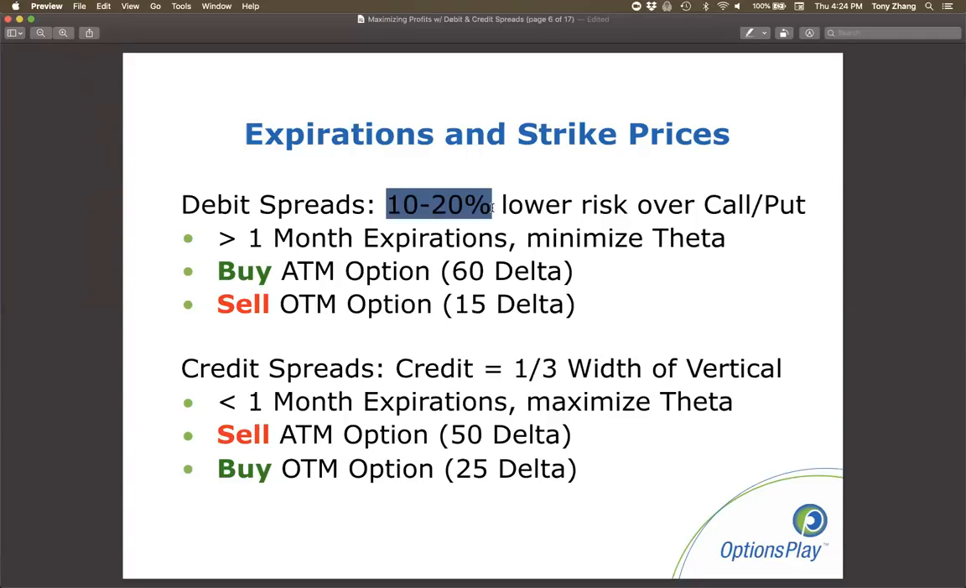So to construct a debit spread, you generally want to start off with expirations that are greater than 1 month from expiration. The reason for this is to minimize theta, minimize the time decay of your option strategy. One of the best ways to do that is simply to go further out in time, because the further out in time you go, the less sensitive it is to time per day.